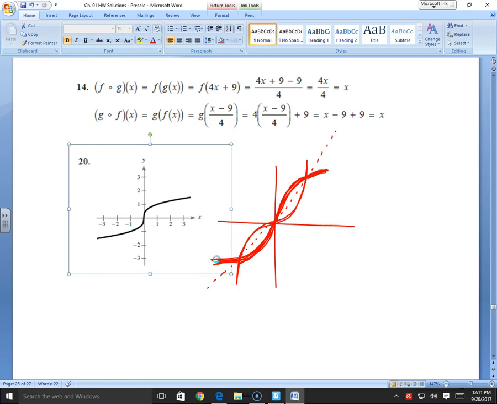See how maybe you could have gotten that guy? Maybe not perfectly, but at least approximately. Draw that y equals x and flip it piece by piece. Remember next one.